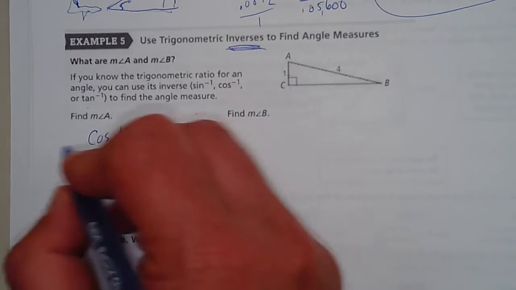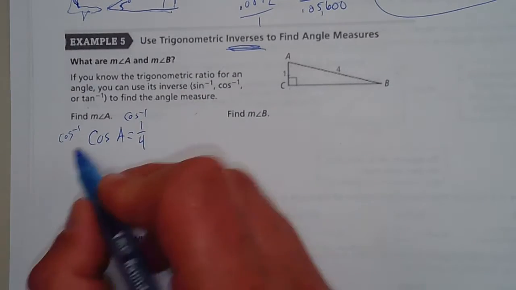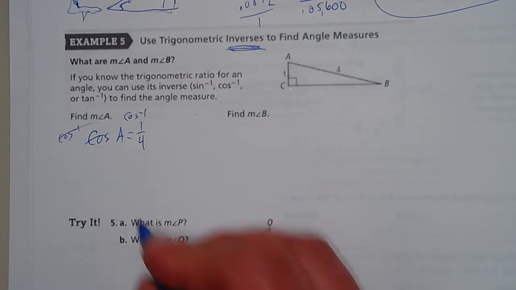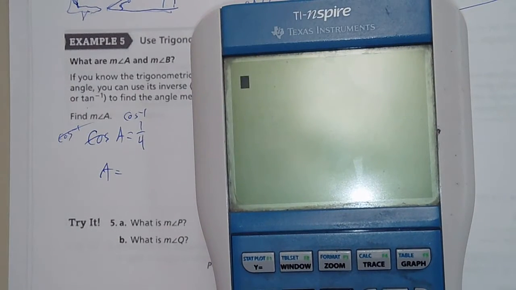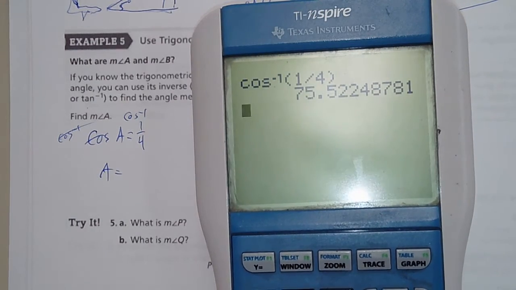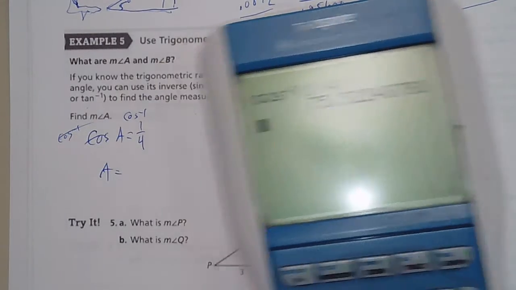Because we want to isolate A, we are going to do cosine inverse to both sides of this equation. That gets rid of cosine and leaves us with A equals cosine inverse of 1/4. So second cosine, 1/4. And there's our degree. Does it say to round anything specific? No. So let's just say 75.5 degrees.